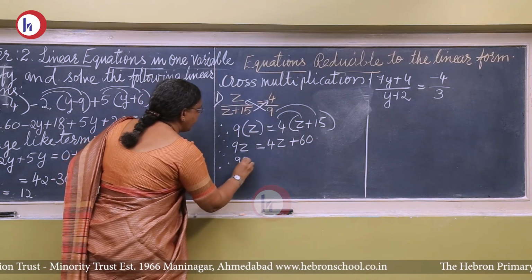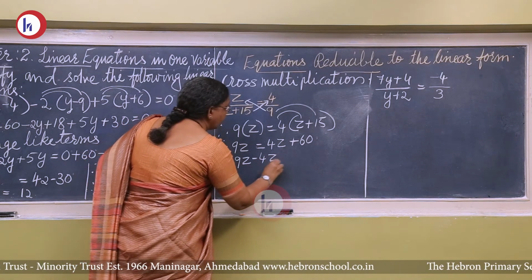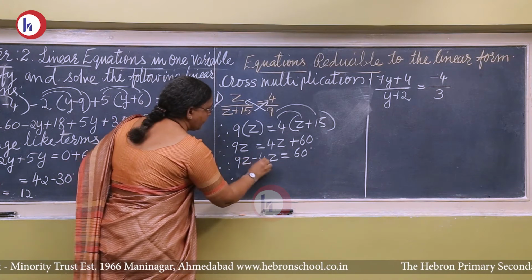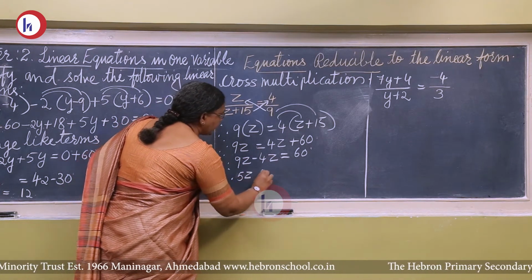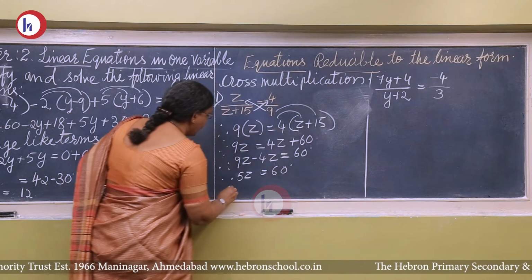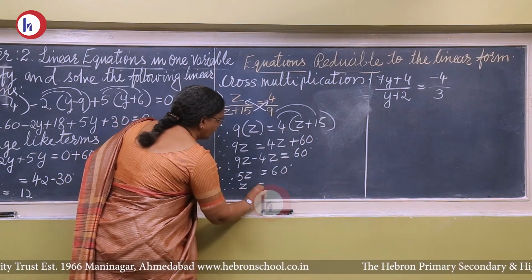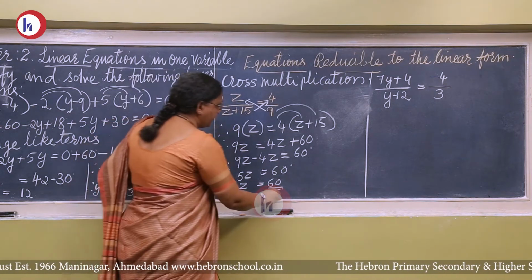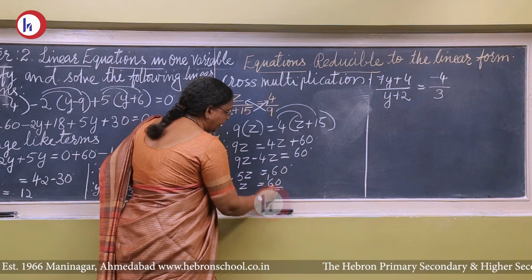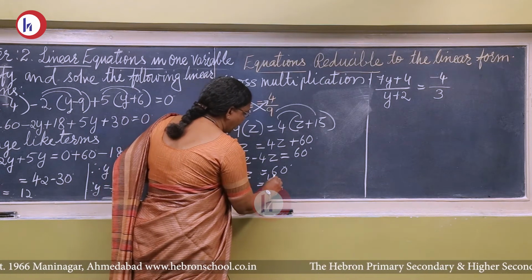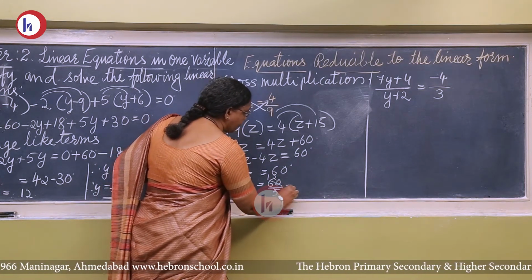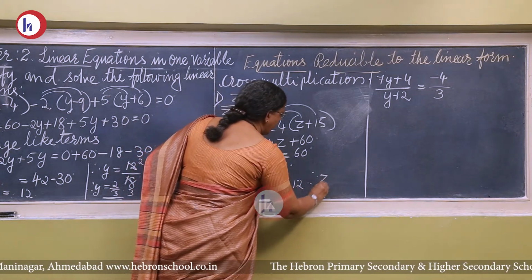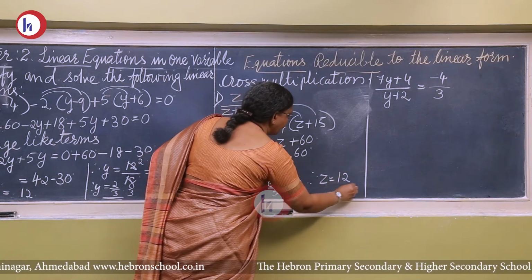Therefore, 9Z minus 4Z is equal to 60. Therefore, 9 minus 4, 5. 5Z is equal to 60. Therefore, Z is equal to 60 upon 5. Now, table of 5, 5 6s are 30, then again 10 2s are 60. Or directly you can say that 12 5s are 60. Therefore, Z is equal to 12.